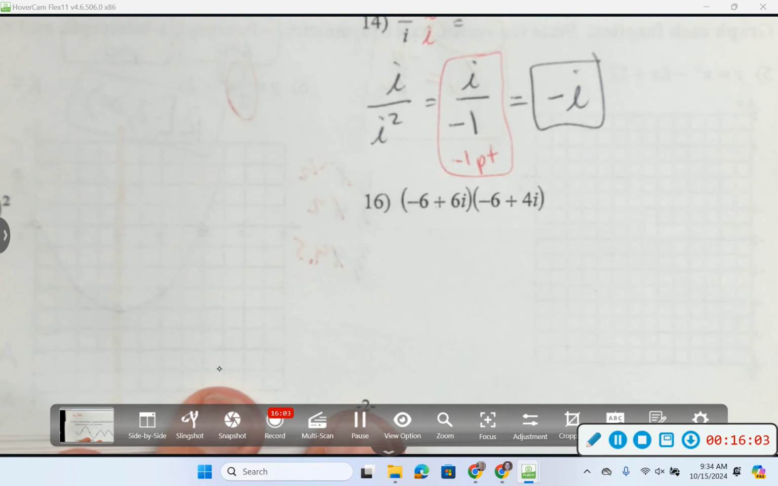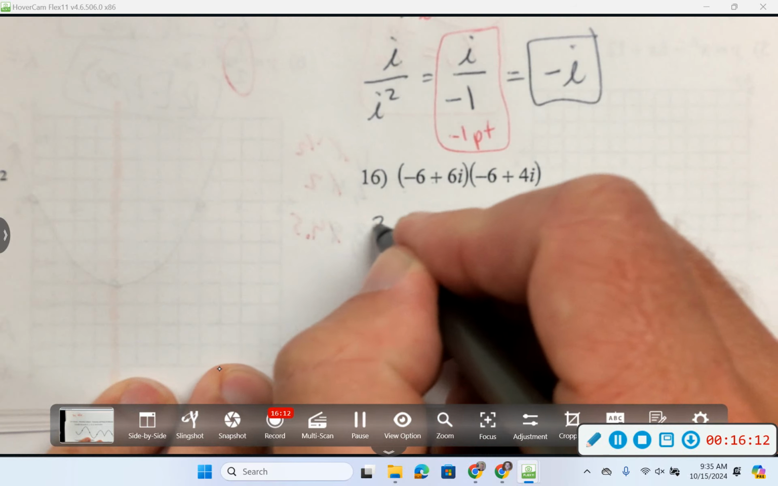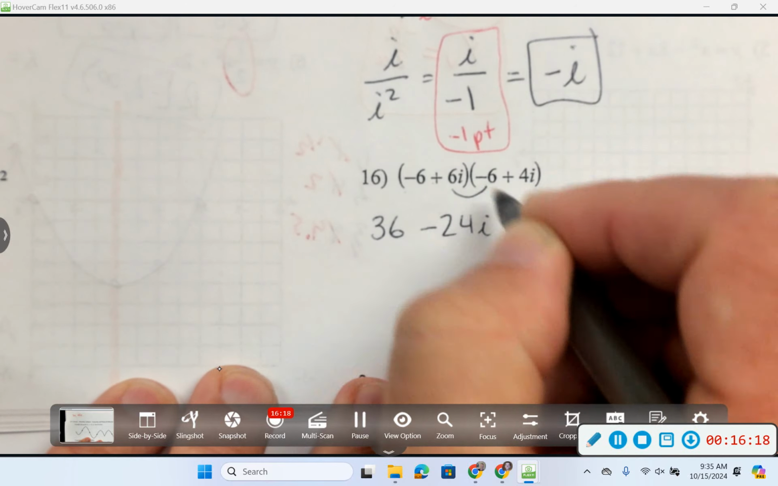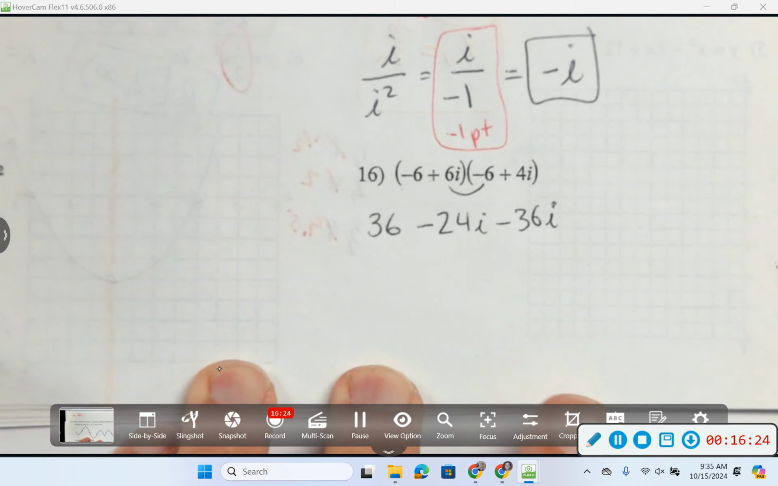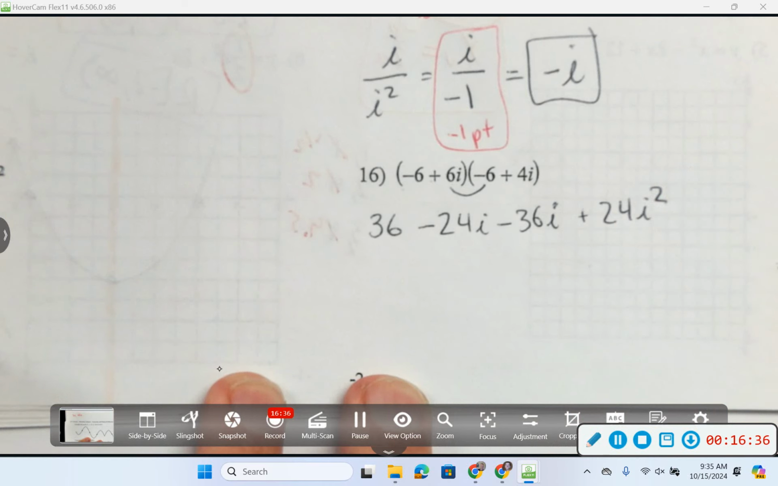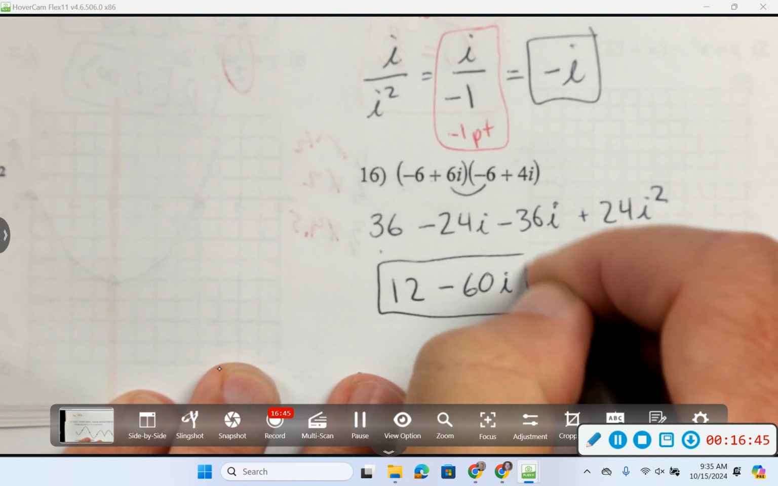All right, what do we do on number 16? Distribute or FOIL, however you want to phrase that. So negative 6 times negative 6 is 36. Minus 24i. Minus 36i. Oh, and then we're going to get an i squared, so be careful. First one, I'm not going to skip this step. Eventually I might, but first time through, plus 24i squared, which does mean minus 24. 36 minus 24 is 12, minus 60i.